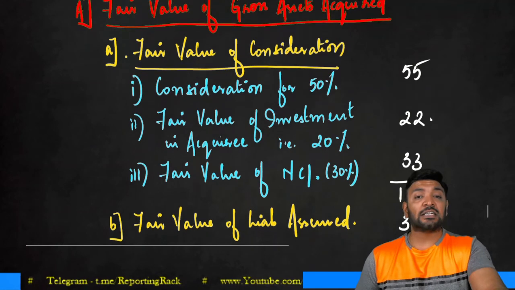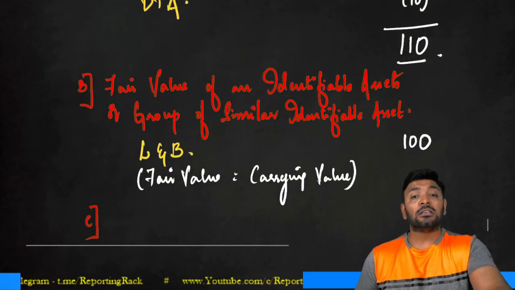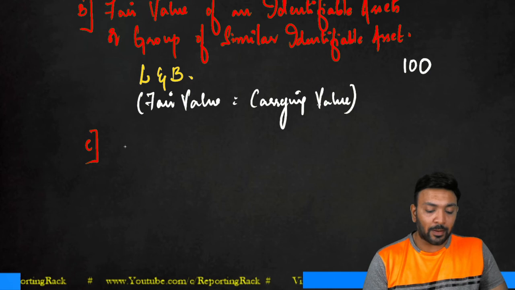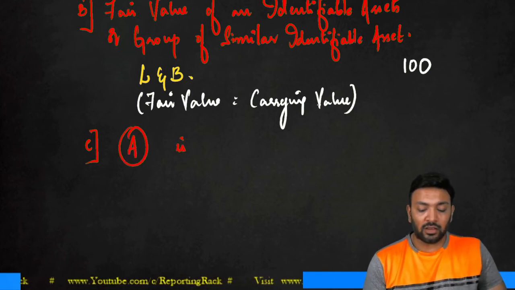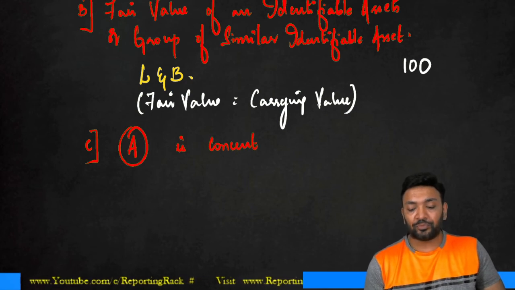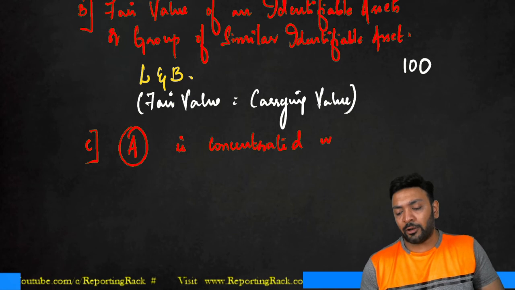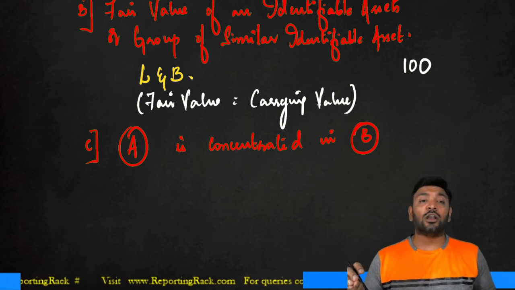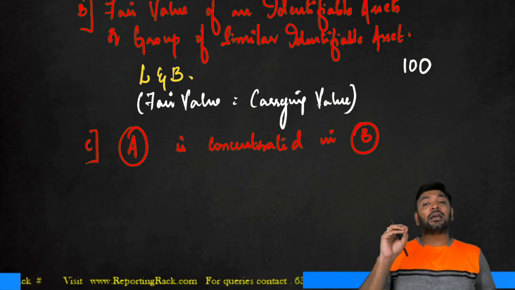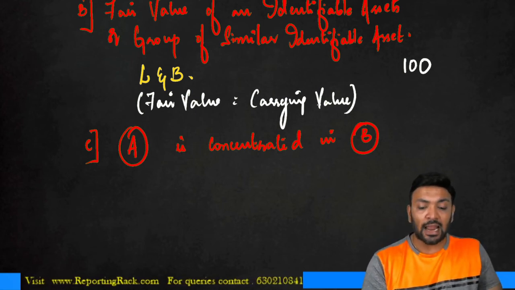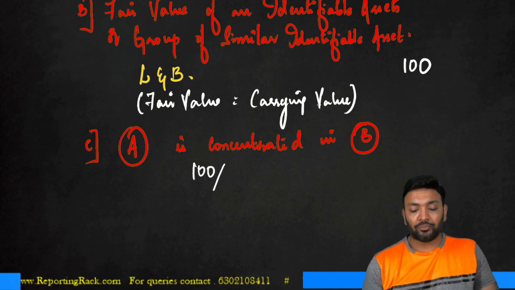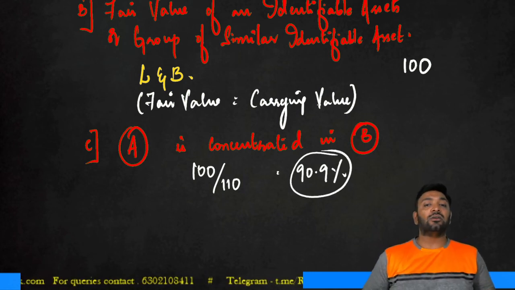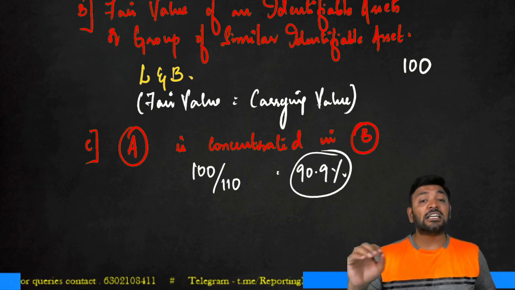Is your fair value of consideration or gross assets acquired, which is 110, substantially concentrated in fair value of individual assets acquired? Part A is concentrated in part B. Fair value of gross assets acquired is substantially equal to the fair value of identifiable asset or a group of similar identifiable assets. Because if I look at this, it is 100 by 110, which comes to around 90.9% or 91%. Therefore, it is concentrated. Therefore, your concentration test is satisfied.